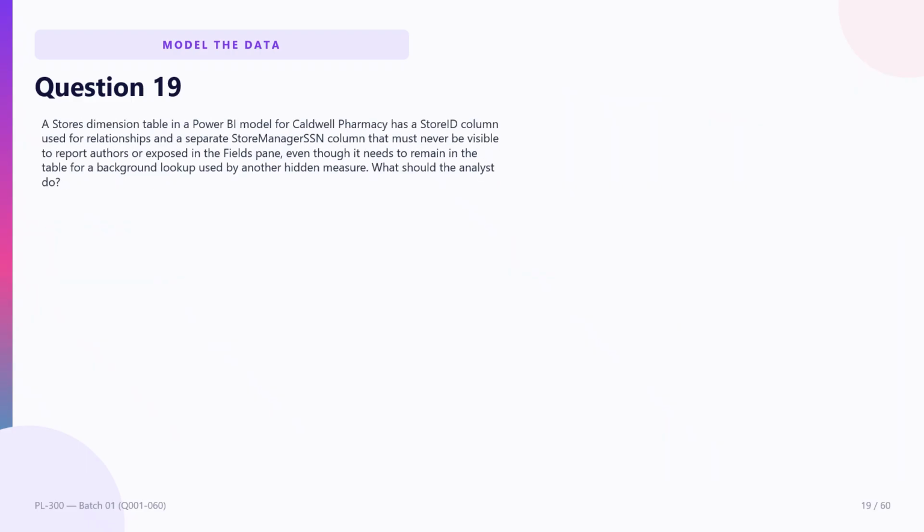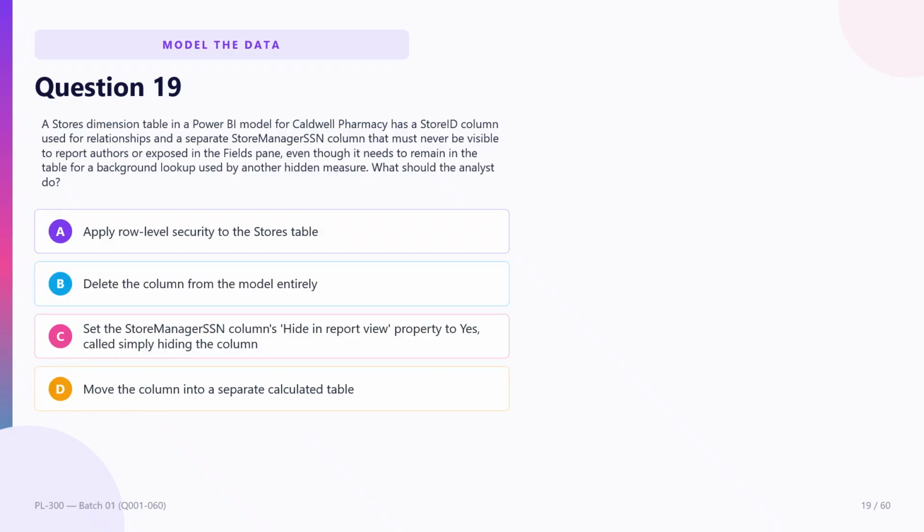Question 19. Model the data. A store's dimension table in a Power BI model for Caldwell Pharmacy has a store ID column used for relationships and a separate store manager SSN column that must never be visible to report authors or exposed in the fields pane, even though it needs to remain in the table for a background lookup used by another hidden measure. What should the analyst do?